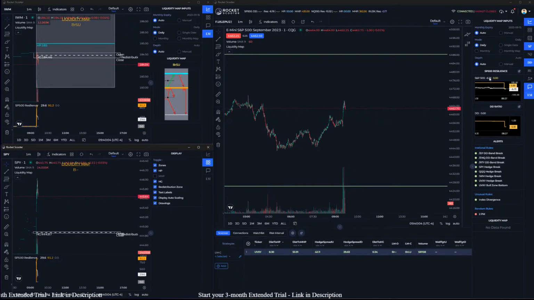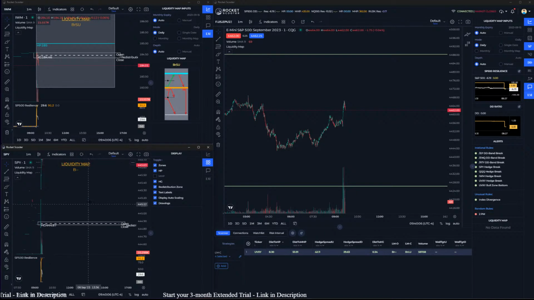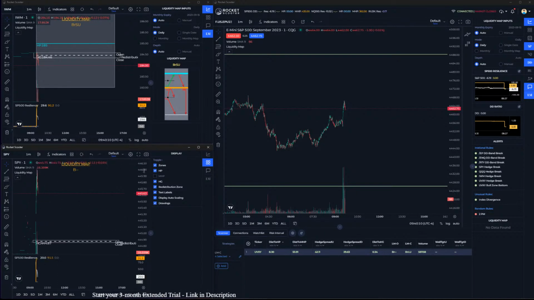So let's take a look at the market resilience being negative, right? And we are trading up on the top side of the redistribution zone. So that's not necessarily the best sign. Does everybody see that right here?